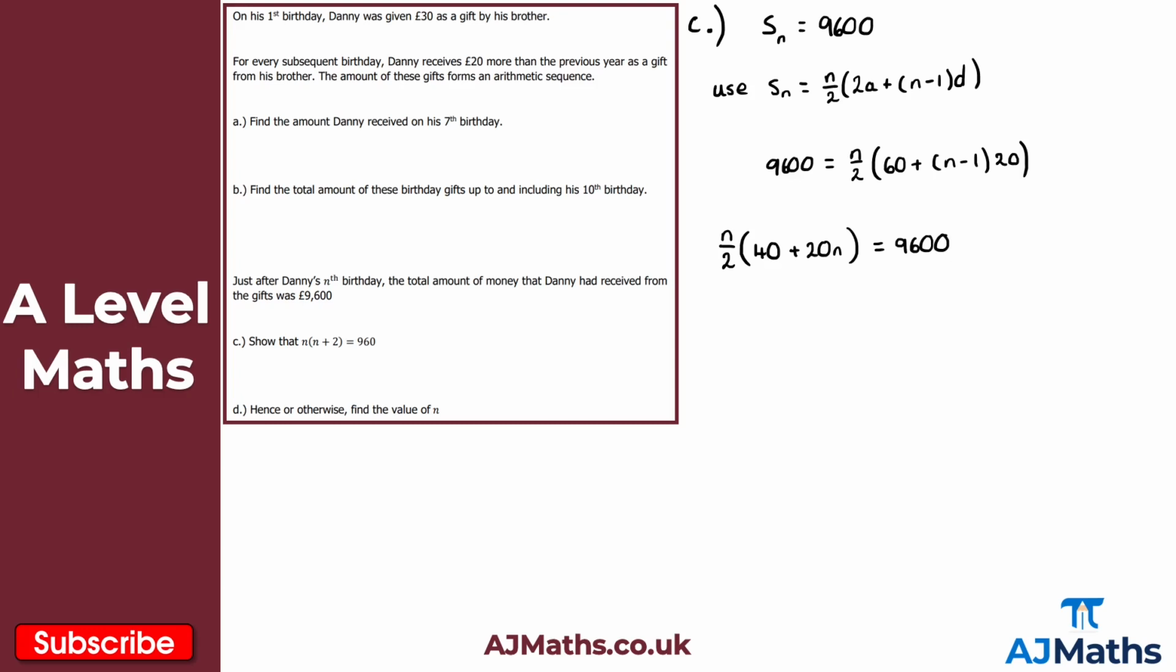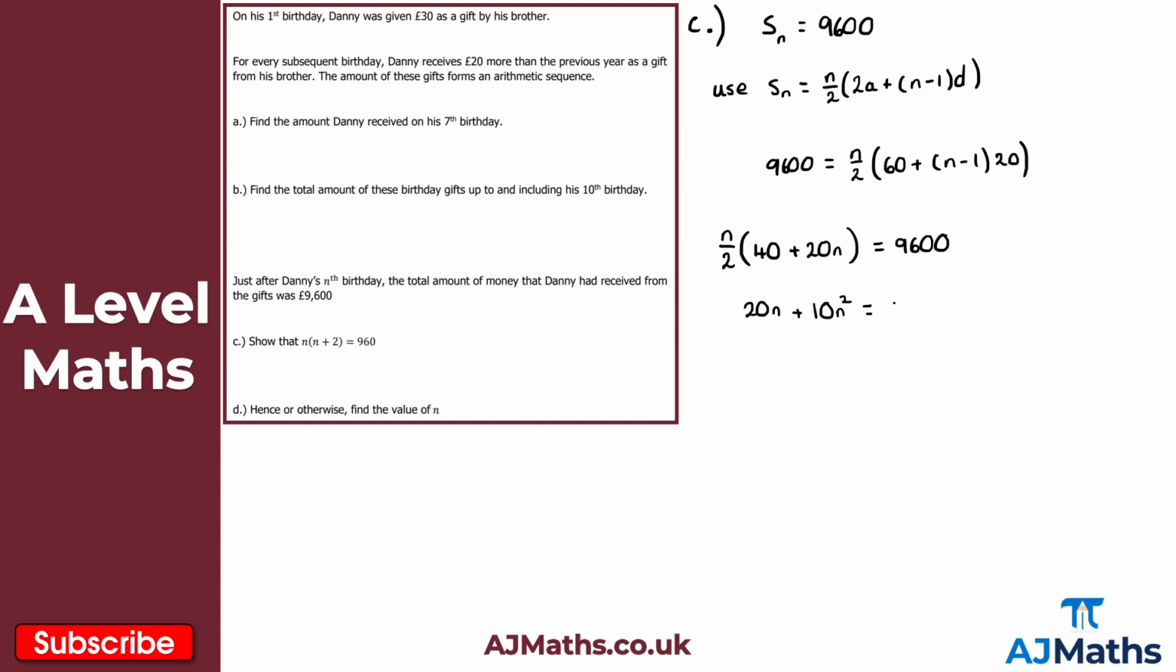So it's up to you now how you deal with this here, whether you expand this out or you just times through by 2. Doesn't matter either way in terms of how you do that. If I here expand this out, I'm going to get 40n over 2, so that's 20n. So you get 20n there, and then 20n times n over 2, that would be 20n squared over 2. So that would be plus 10n squared there. Okay, so I'm going to get plus 10n squared there.